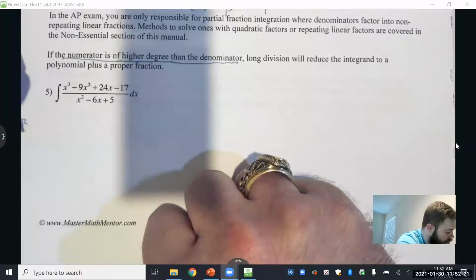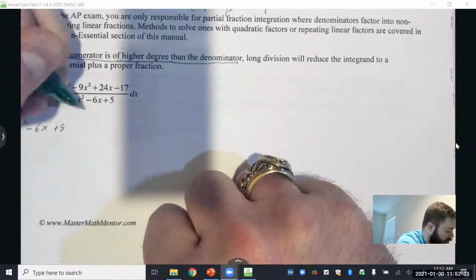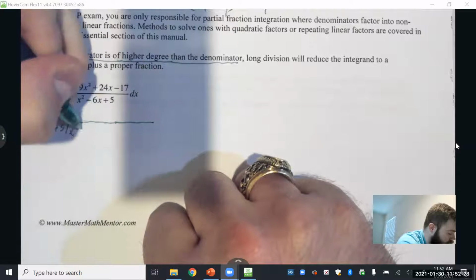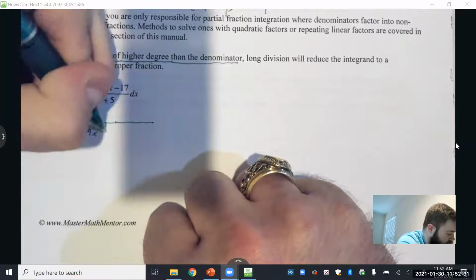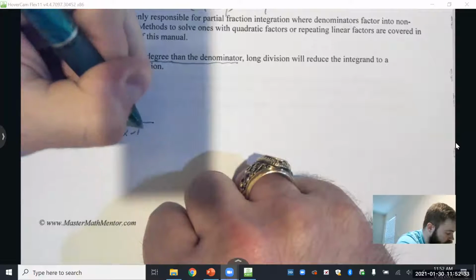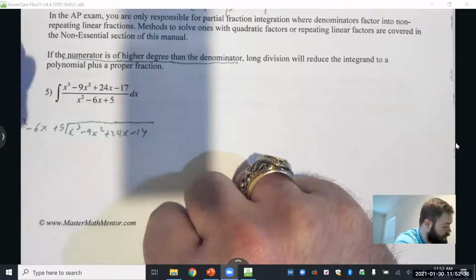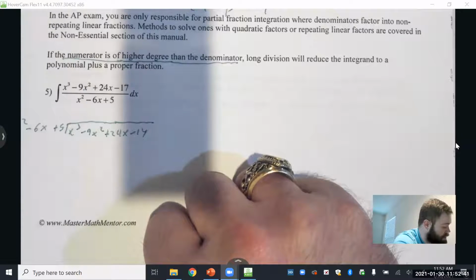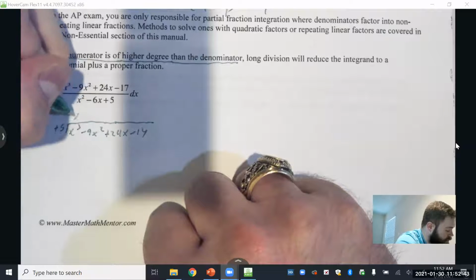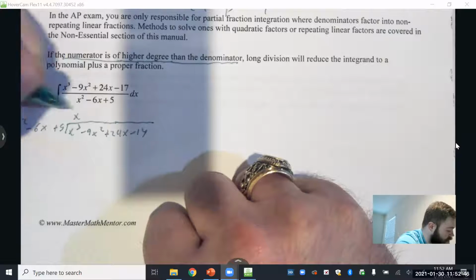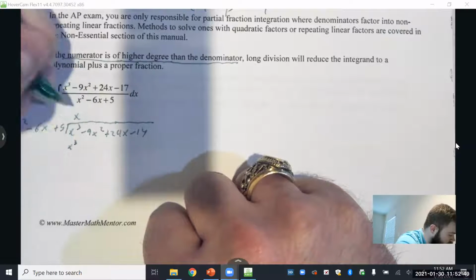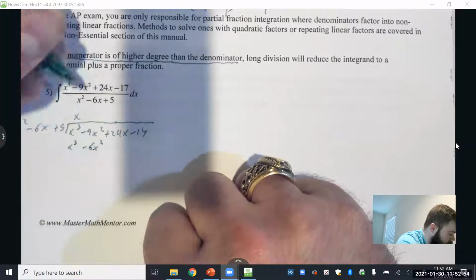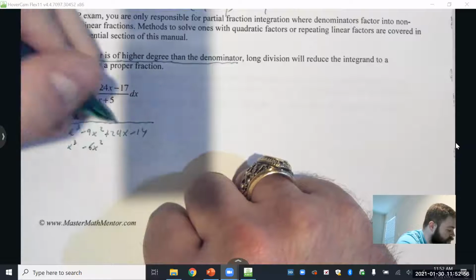I'm going to have x squared minus 6x plus 5 dividing into x cubed minus 9x squared plus 24x minus 17. How many times does x squared go into x cubed? It goes in x many times. X times x squared will be x cubed. X times a negative 6x will be a negative 6x squared. X times 5 will be a 5x.